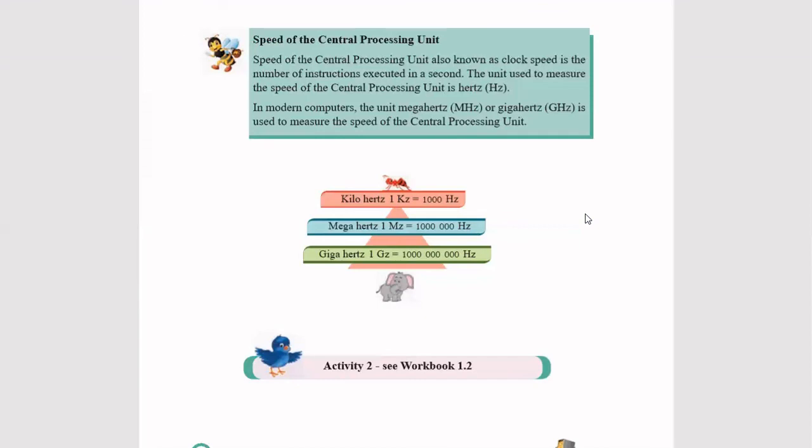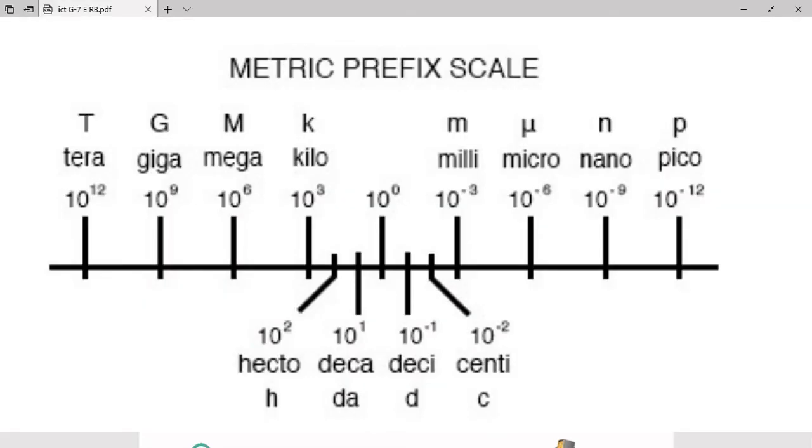See, kilo means always 10 to the power 3. That means 1,000. So 1 kilohertz means 1,000 hertz. Megahertz means 10 to the power 6, that means 1 million hertz equals a megahertz. Giga means 10 to the power 9. Okay, so remember, right? You have 1, then 10 to the power 3 is kilo, 10 to the power 6 is mega, 10 to the power 9 is giga.